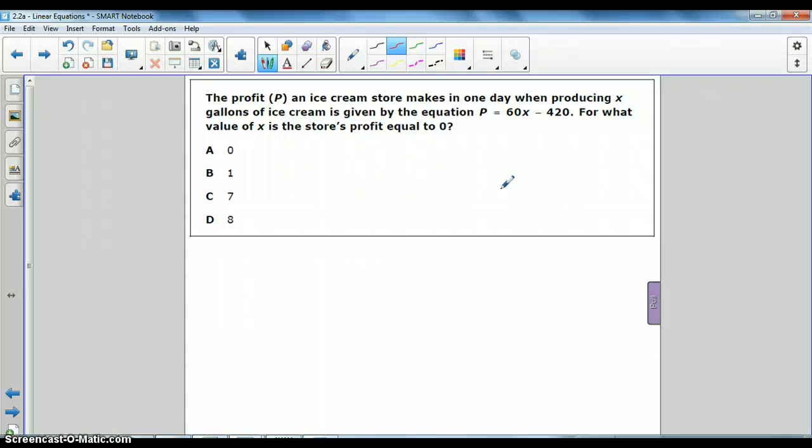Okay, same exact process for this one. The profit P an ice cream store makes in one day when producing x gallons of ice cream is given by the equation P equals 60x minus 420. For what value of x is the profit equal to 0? Okay, profit is P. So we're just going to replace that P with a 0.